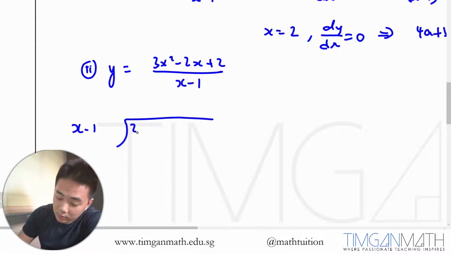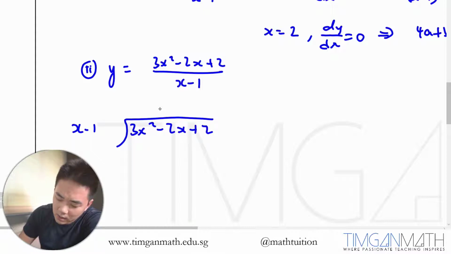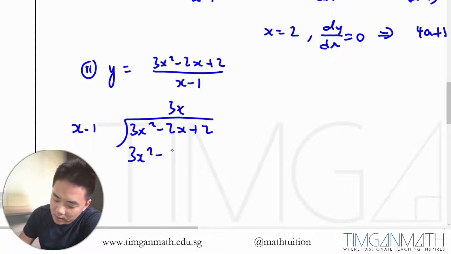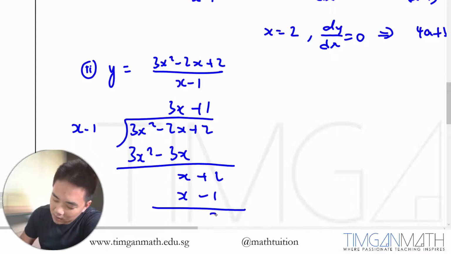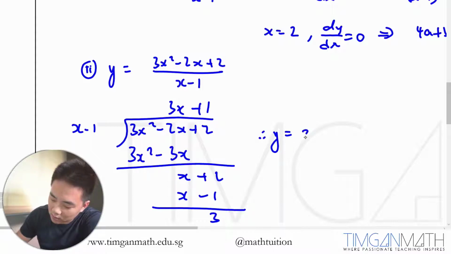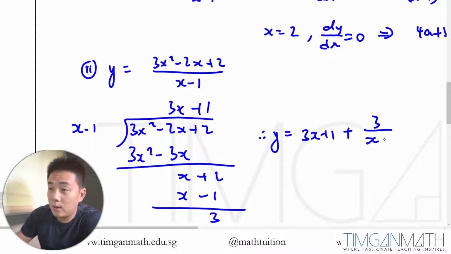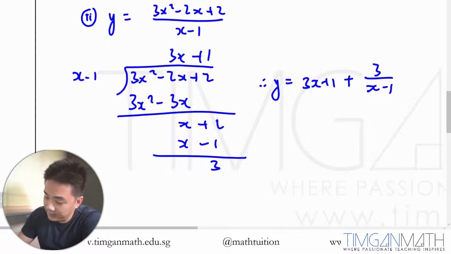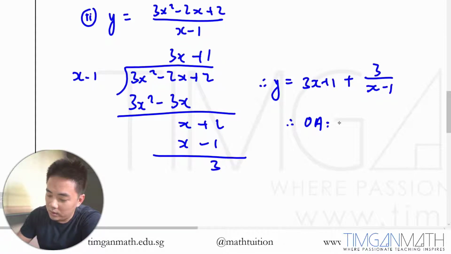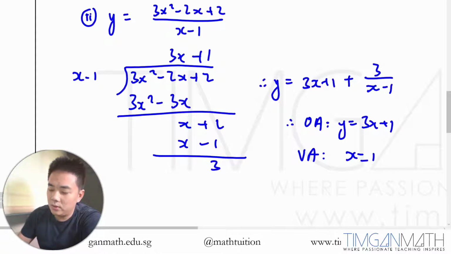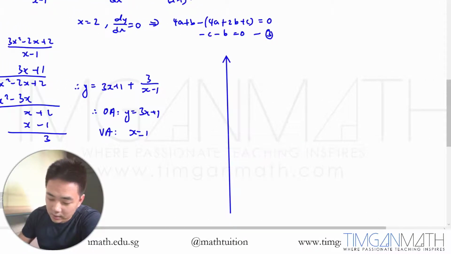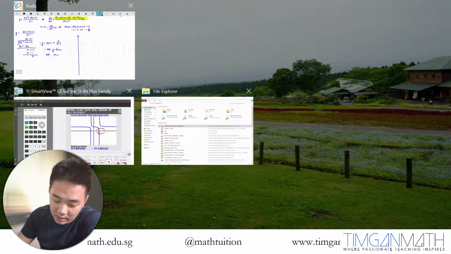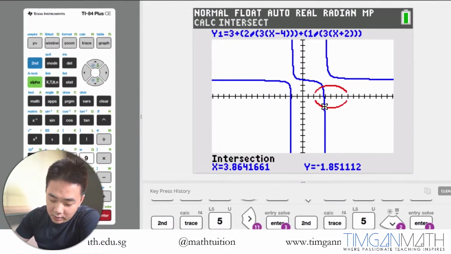This is x minus 1 dividing 3x squared minus 2x plus 2. 3x squared minus 3x, then this will be x plus 2. Then plus 1, x minus 1, and the remainder is 3. So y equals 3x plus 1 plus 3 over x minus 1. Hence, the oblique asymptote will just be y equals 3x plus 1, and the vertical asymptote will just be x equals 1. If you were to sketch this using your GC, you will see something like that. I typically ask my students to sketch the expression properly.